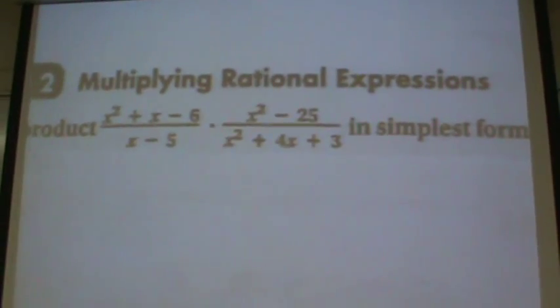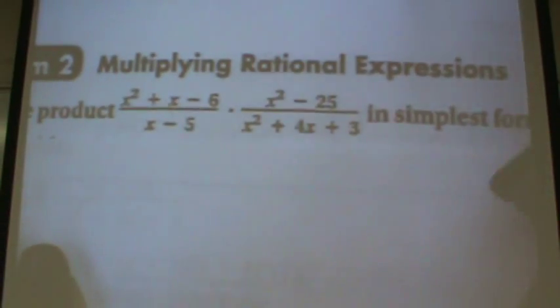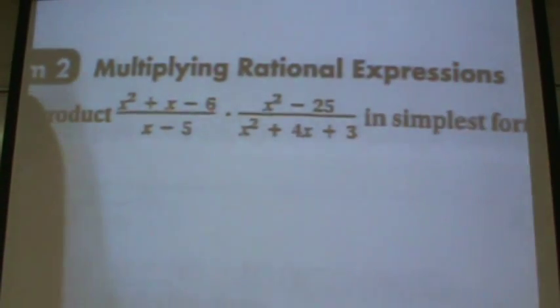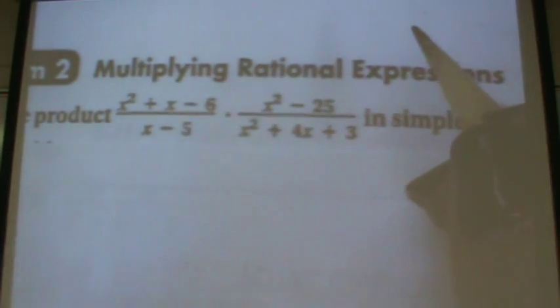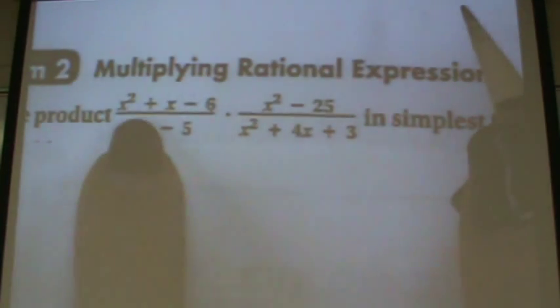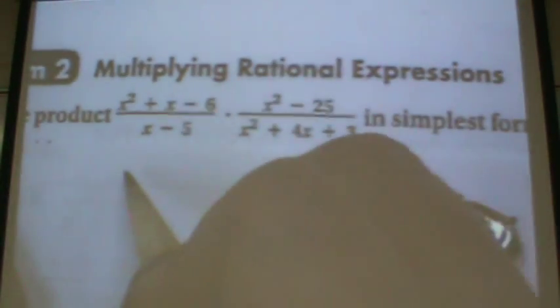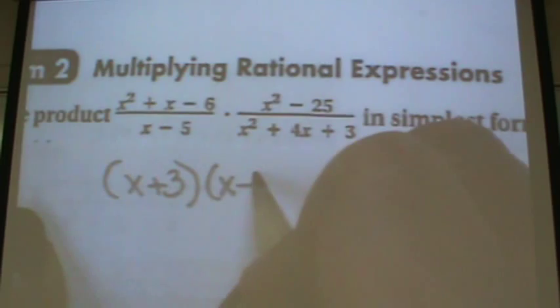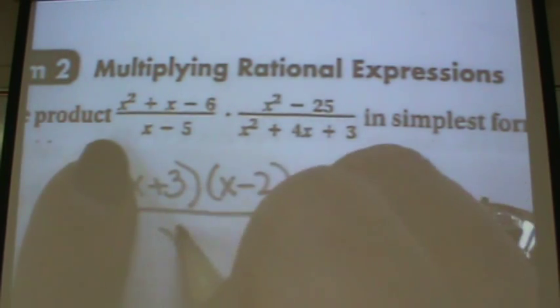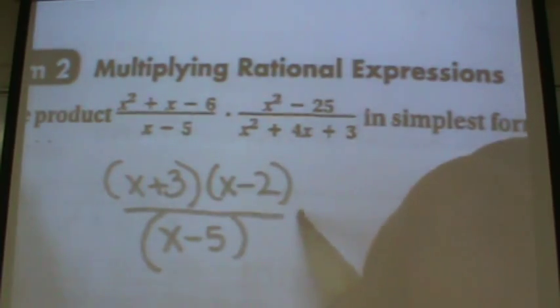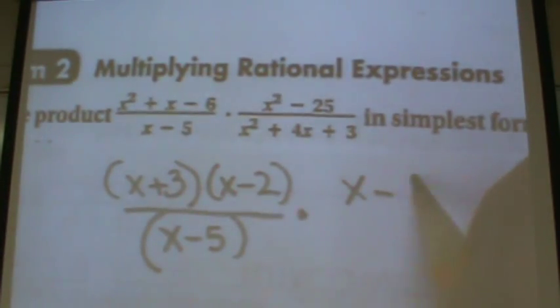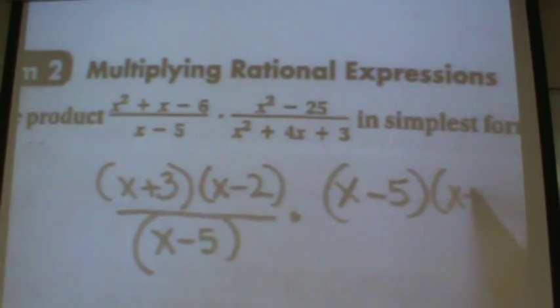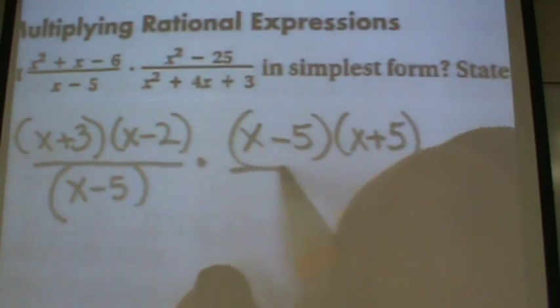You are going to factor the daylights out of this problem. Okay? It's factoring on steroids. So check it out. How do you factor all of these? You have to know how to factor. So, how do you factor x squared plus x minus 6? X plus 3, x minus 2. Now, x minus 5 you can't factor. That's the only one that you don't factor. How about x squared minus 25? X minus 5, x plus 5. How about the bottom? X plus 1, x plus 3.